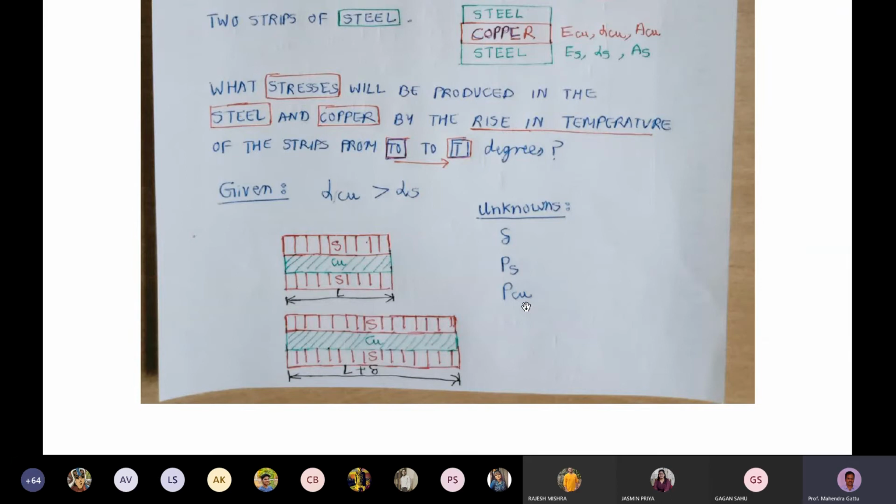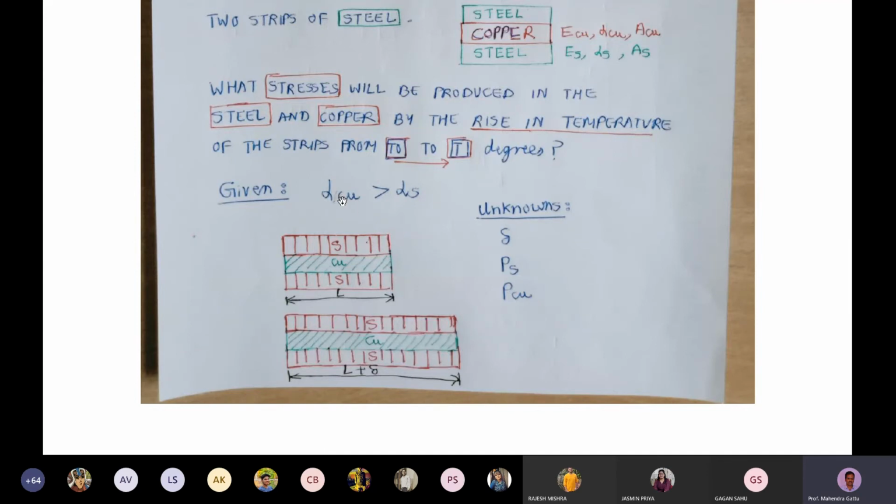One more piece of information is given: the coefficient of thermal expansion of copper is greater than the coefficient of thermal expansion of steel. What does this mean? How does this affect the problem? If you look carefully, if the coefficient of thermal expansion of copper were the same as that of steel, both the bars would elongate by the same amount. So this would be a very straightforward problem. The elongation would simply be alpha delta T times L.